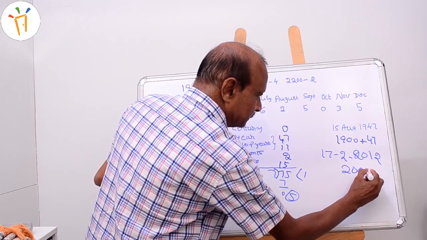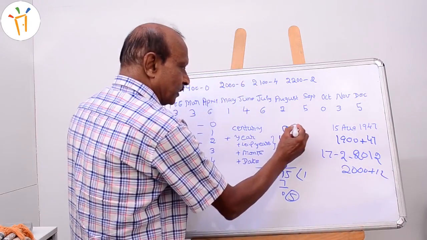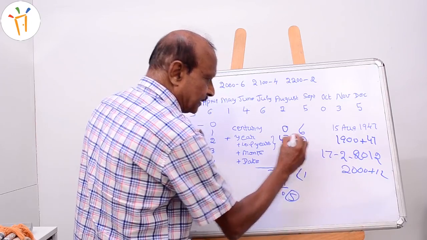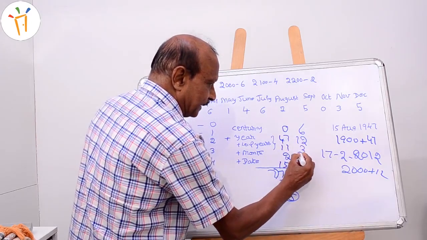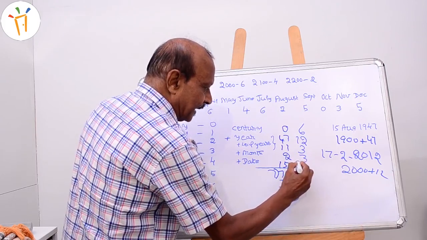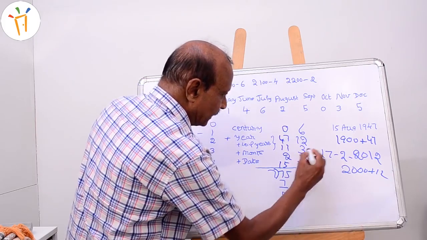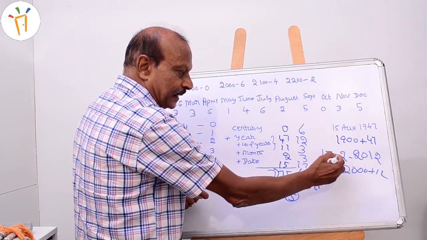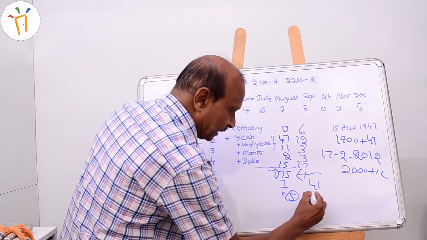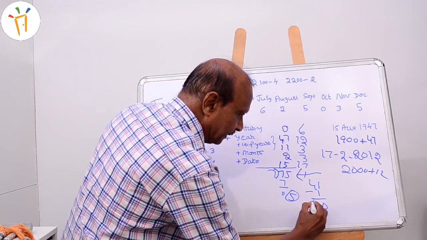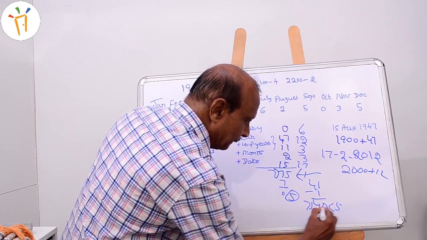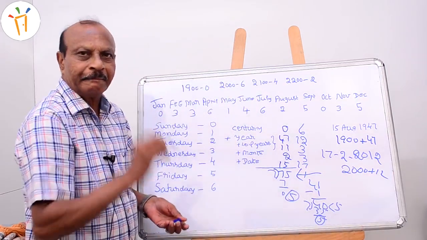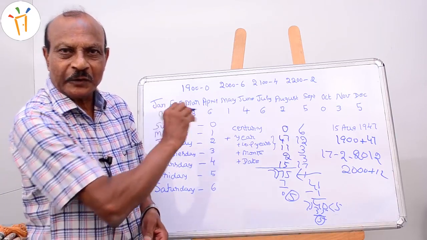2000 plus 12. 2000 century code number is 6. Year, it is 12. Number of leap years, divided by 4, that is 3. February code number 3. Date 17. Total it is 41. Because it is a leap year and you are calculating it for February, you minus 1, that is 40. Divided by 7, remainder is 5, that is Friday. This is how you have to calculate it.